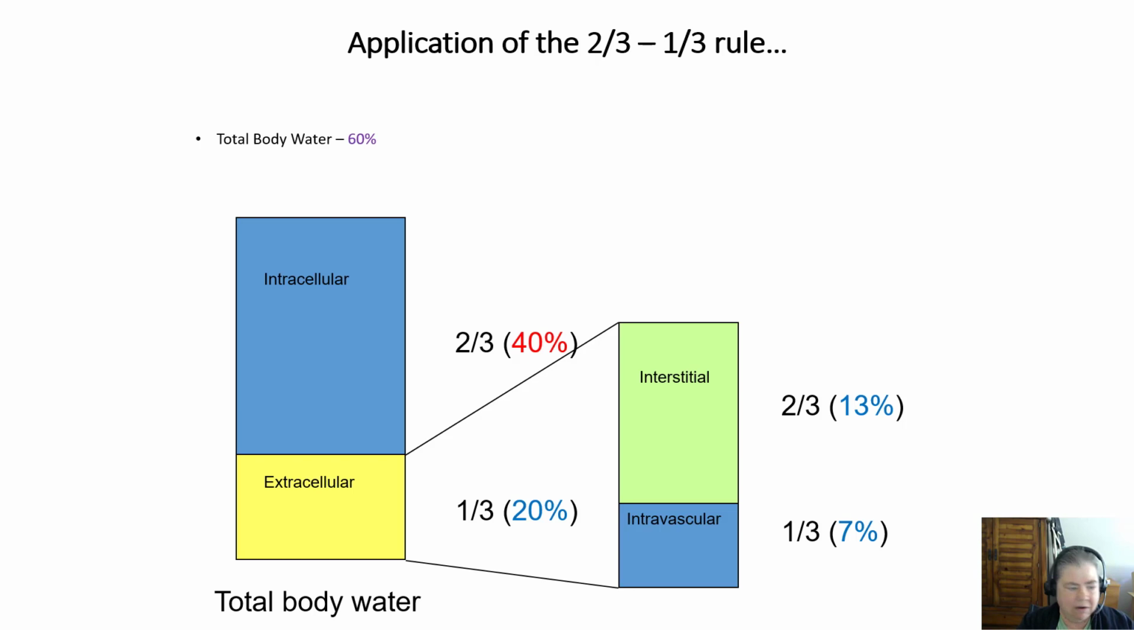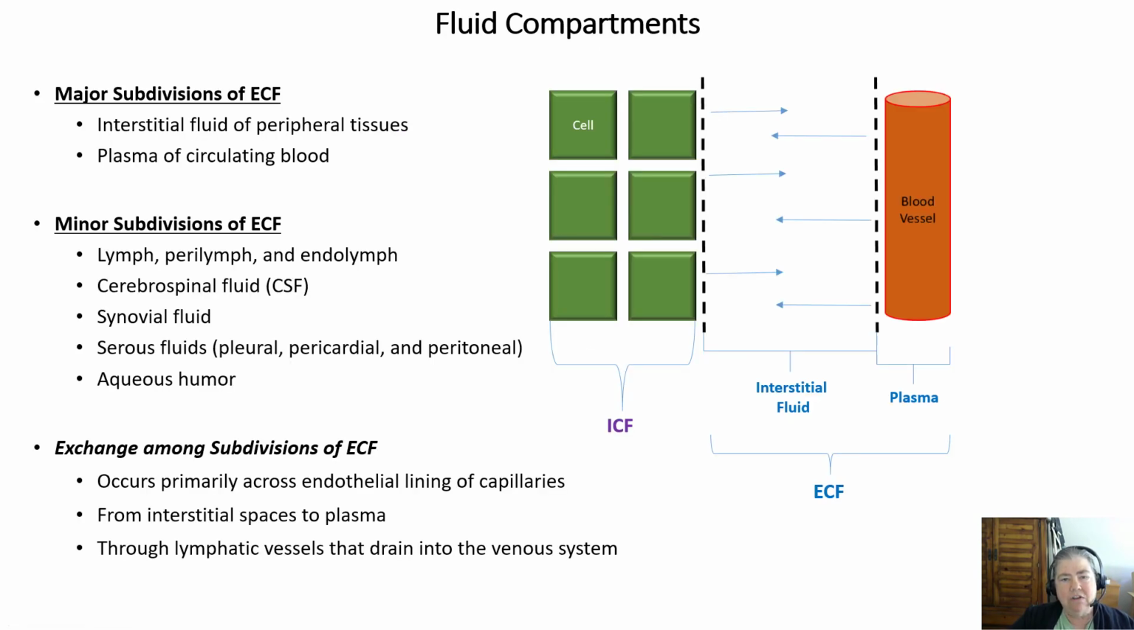This diagram helps to illustrate these subdivisions. If we consider these cells, the fluid within the cells is the intracellular fluid. There is fluid between and around the cells, and we call that interstitial fluid. There is fluid within the blood vessels.